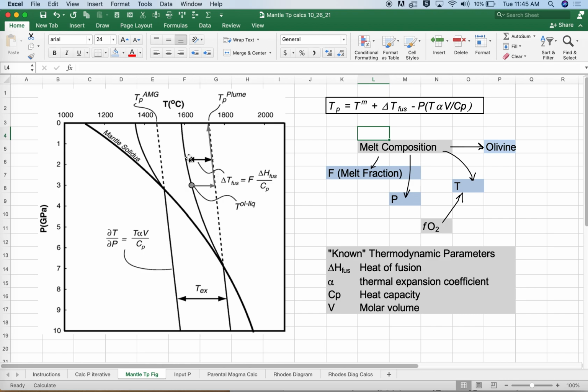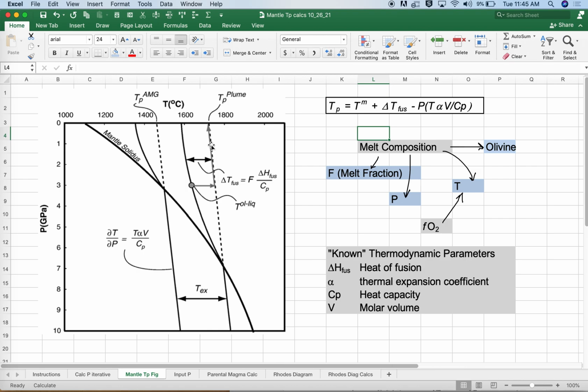occurs. That difference here is the temperature drop due to fusion. And to get that, we need to know F, the melt fraction. We also need to know the enthalpy of fusion, and then Cp is the heat capacity. And with this calculation here from Cawthorn, we can get that temperature drop. So if we add that temperature back in, now we can make another correction. That brings us, so if we get this liquid corrected back up to the adiabat, now we're sitting here.